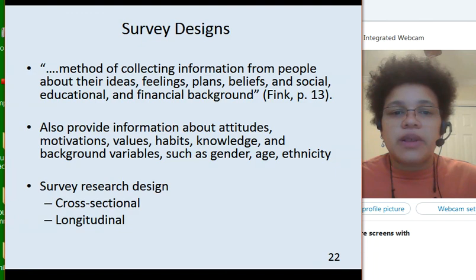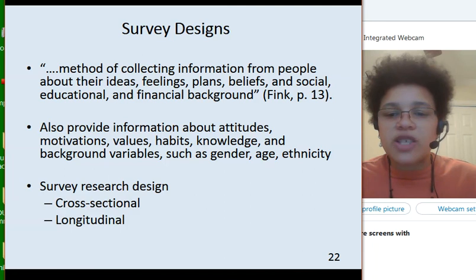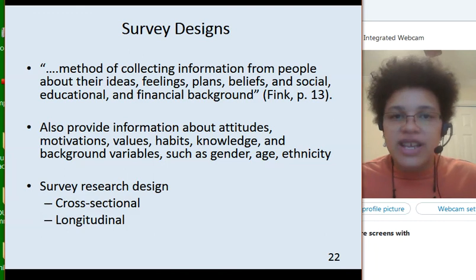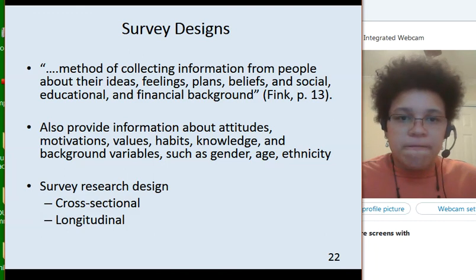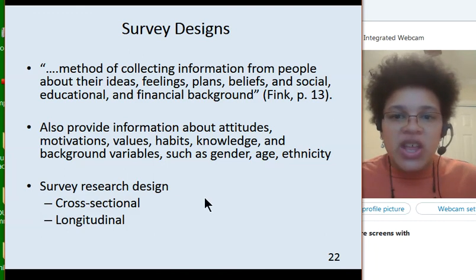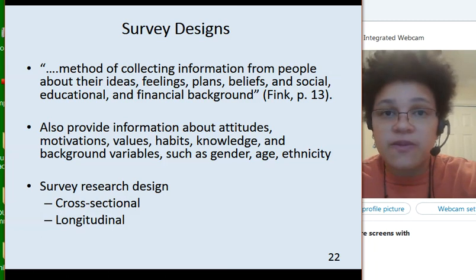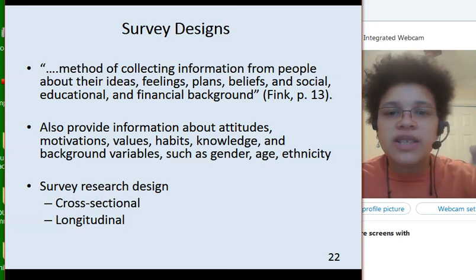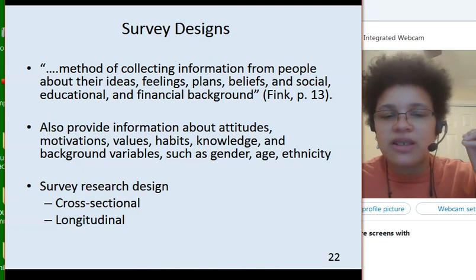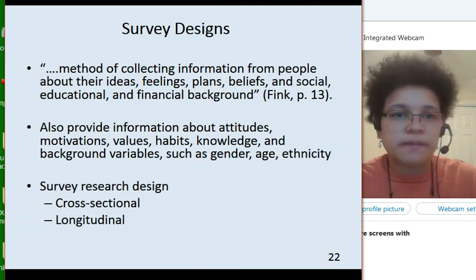Now, I want to describe a difference between survey research designs and using surveys in research. Okay, so you can use a survey in any kind of research. You can give folks a survey, right? But when I'm talking about survey research designs, I'm talking about something very specific.